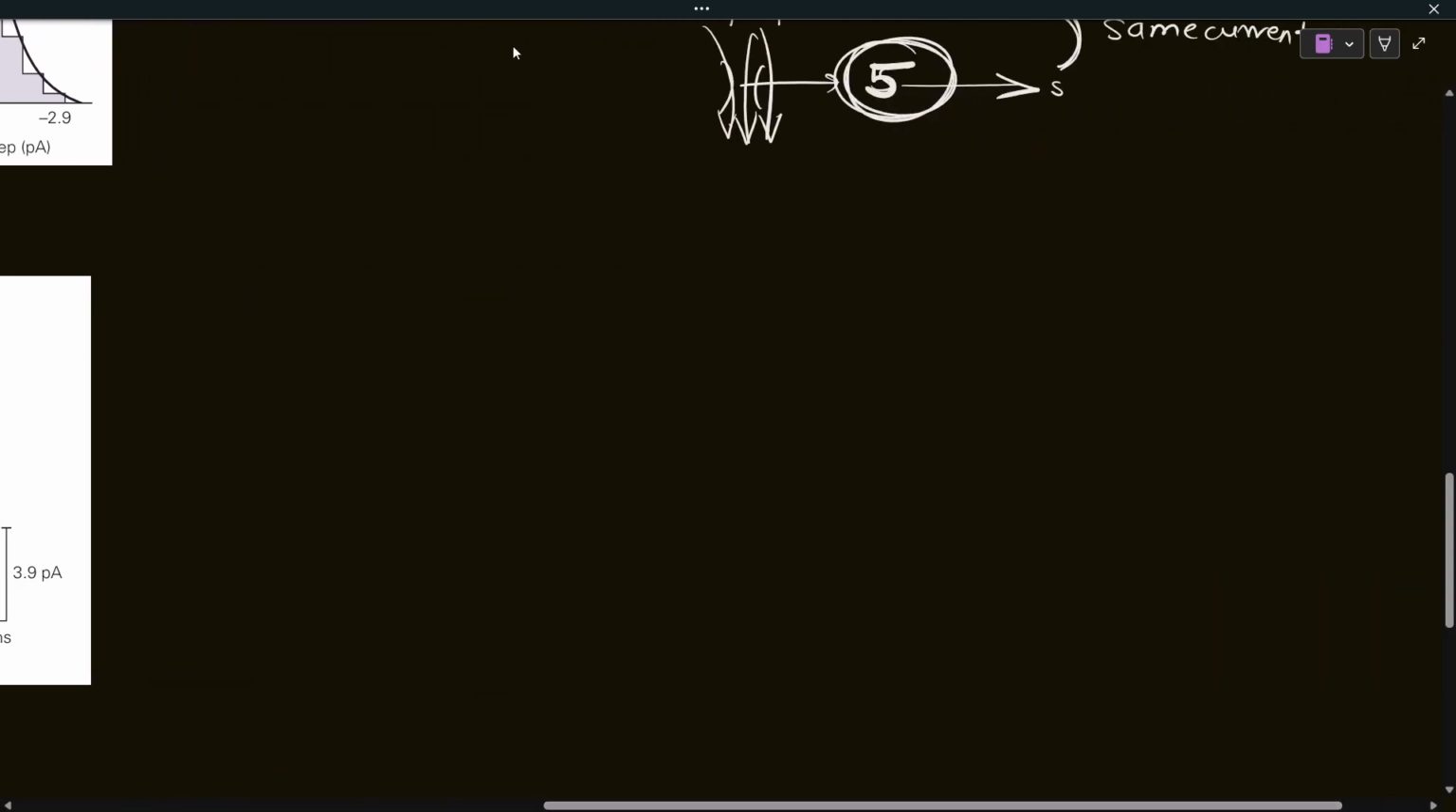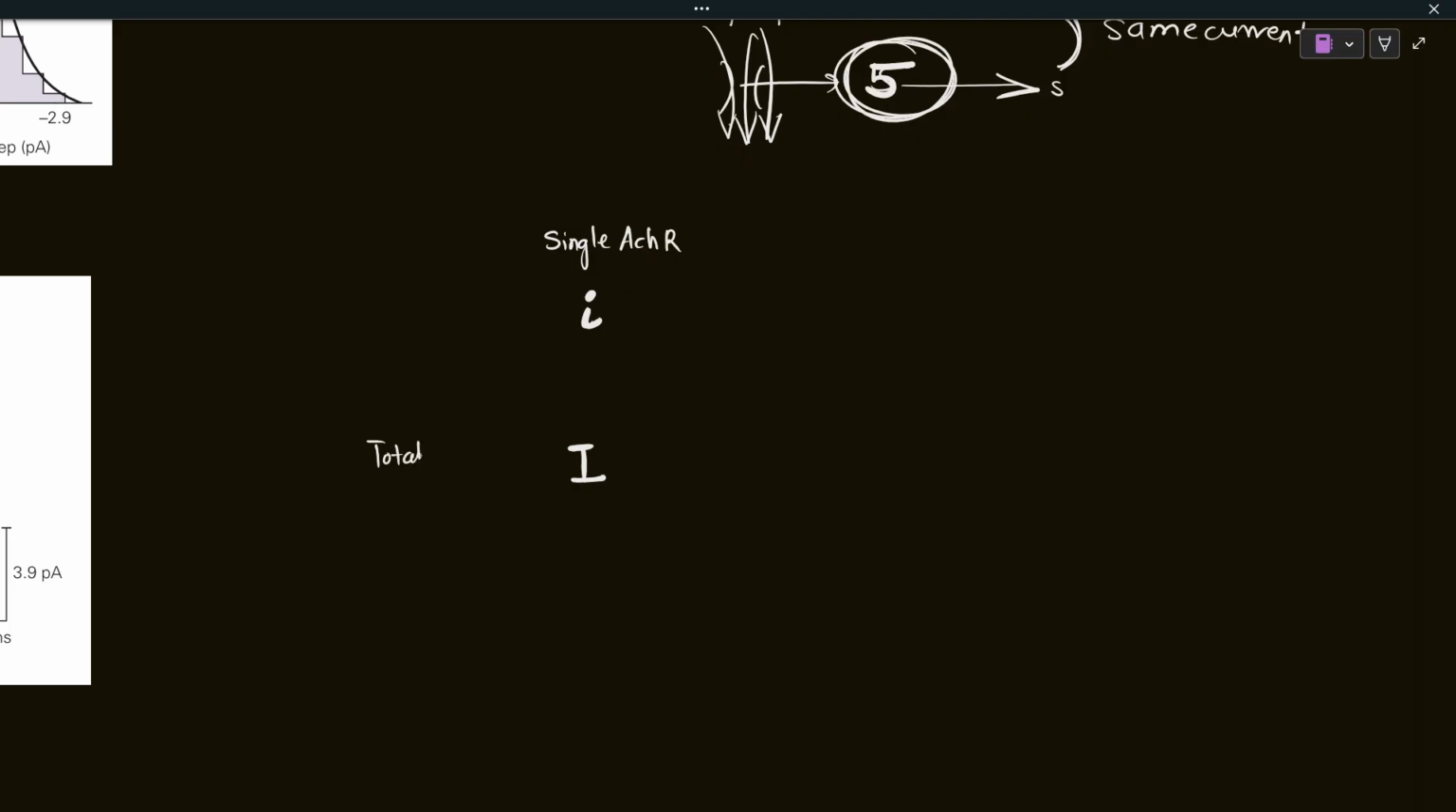This means that the ion current generated by a single ion channel is due to both sodium influx and potassium efflux. So this small i means the current being generated through a single acetylcholine receptor. Do not forget that. And the capital I, when I write this, is the total current.